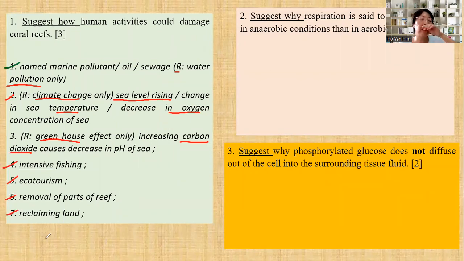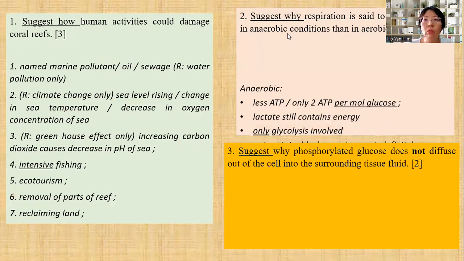Reclamation of land. You know that now in Penang, Gurney Drive, they have actually filled up the sea so that the land extends all the way into the sea. The coral reef grows in very shallow water, so all of them will die, no more. So reclamation of land is among the human activities.